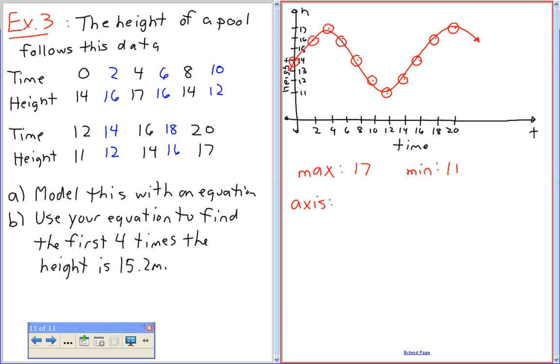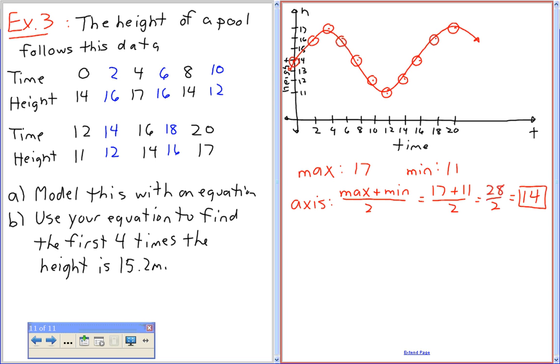11? No. I'm going to go with, oh, wait. Yes, but no. Okay, the axis, remember, is the average of your y points. So you're going to take the highest and the lowest and divide by 2 to get the average. The highest here is going to be 17. The lowest is 11, so 28 over 2, which happens to be 14.